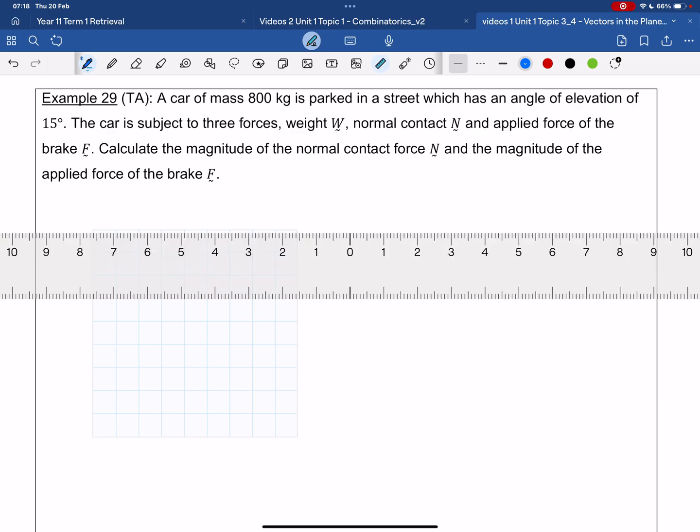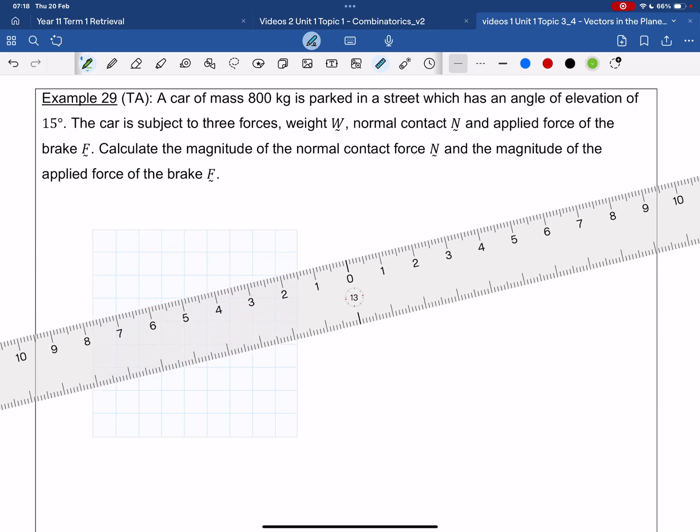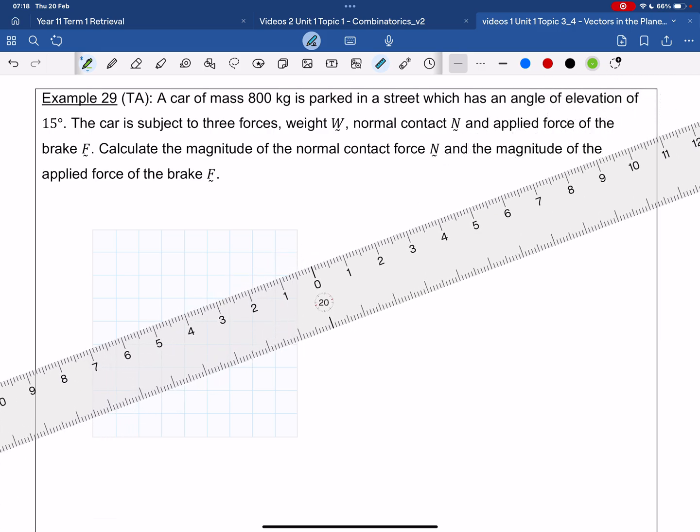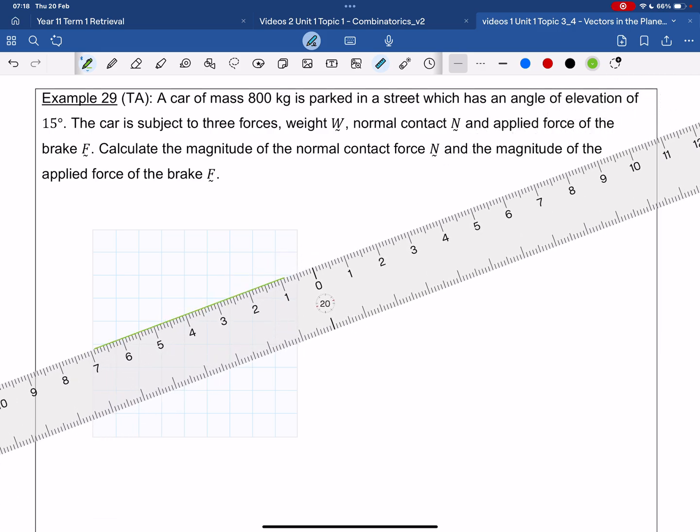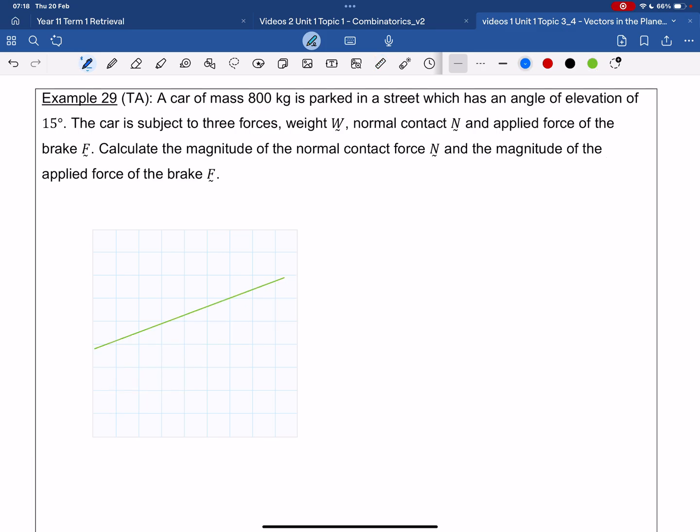Okay, now I'm going to draw the street in. There's my street. Okay, and I've got a car parked on that street. Let's make it parked over here. We're going to represent it as a point. All right, now we know that the weight force always acts straight down. Doesn't matter what incline anything's at, my weight force always acts straight down from the object.